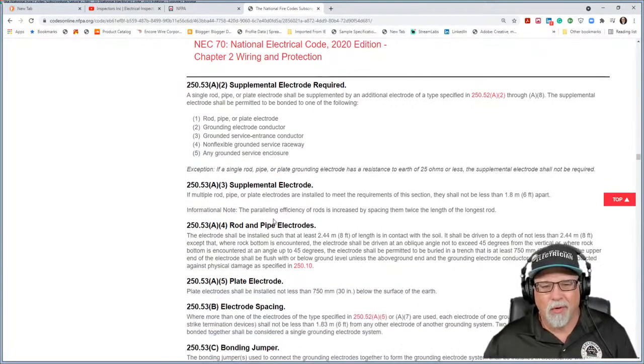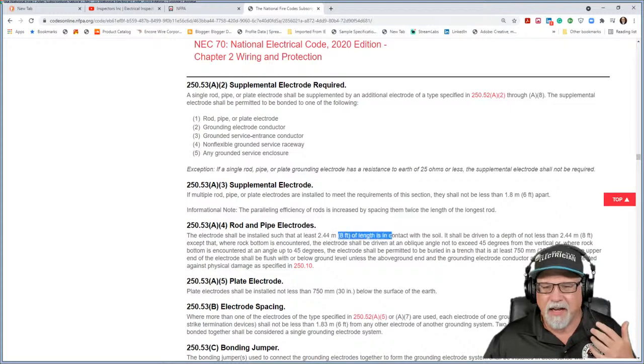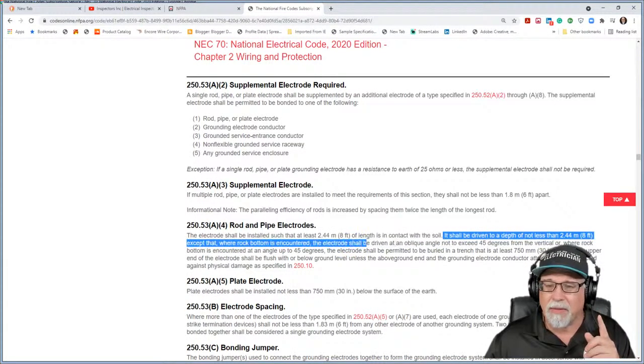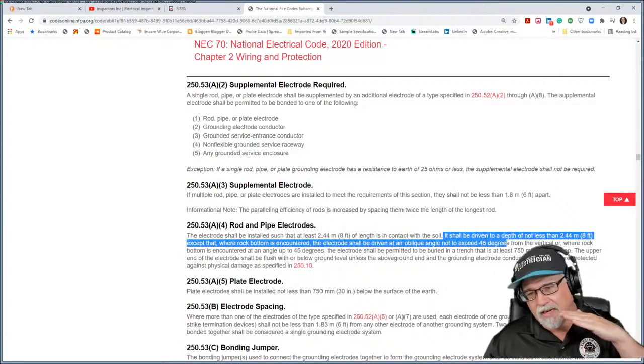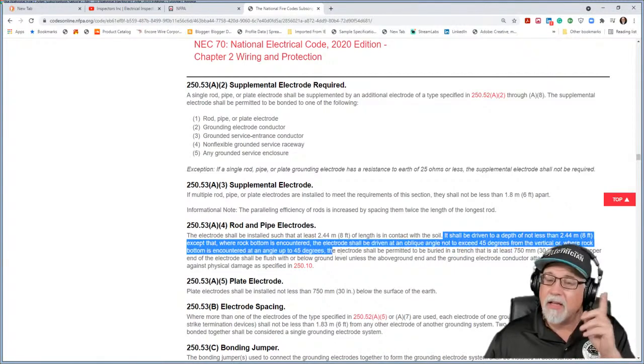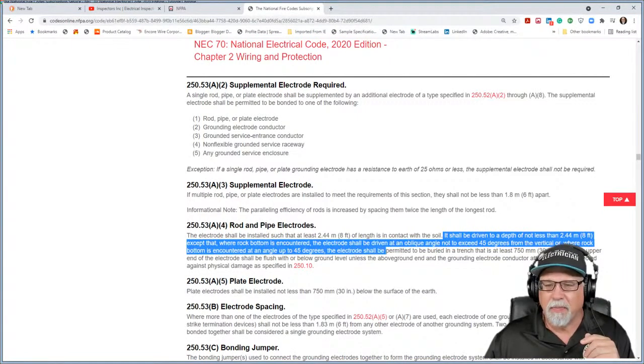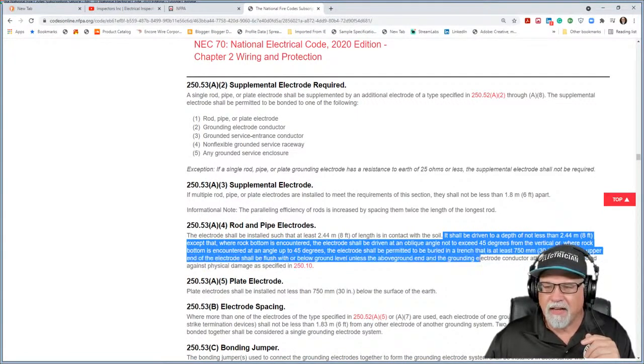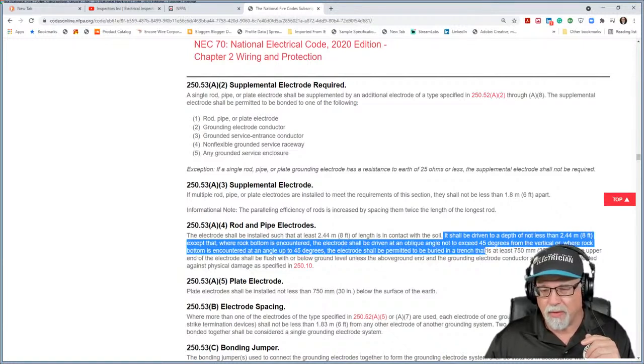Okay. And of course, the requirements for putting it in the ground, like I told you earlier, it has to be installed so it's at least 8 feet in contact with the soil. It shall be driven to a depth of not less than 8 feet, except that where rock is encountered, the electrode shall be driven at an oblique angle, not to exceed 45 degrees from the vertical. Or where rock bottom is encountered, you have a third option. The electrode shall be permitted to be buried in a trench that is at least 30 inches deep, 2.5 feet.